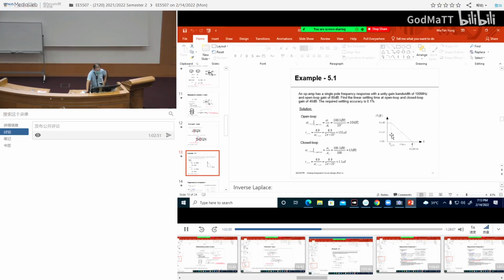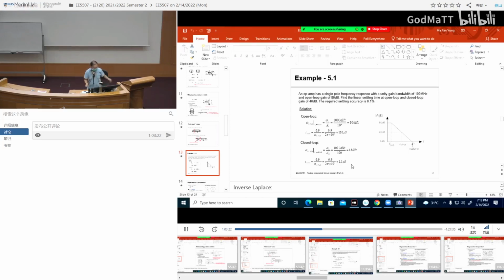So you look at this as similar to another op-amp with 40 dB gain. Same unity gain frequency of 100 megahertz, but now your pole has shifted out to 1 megahertz, and therefore your settling time is much less. Make sure you all understand what is going on here.